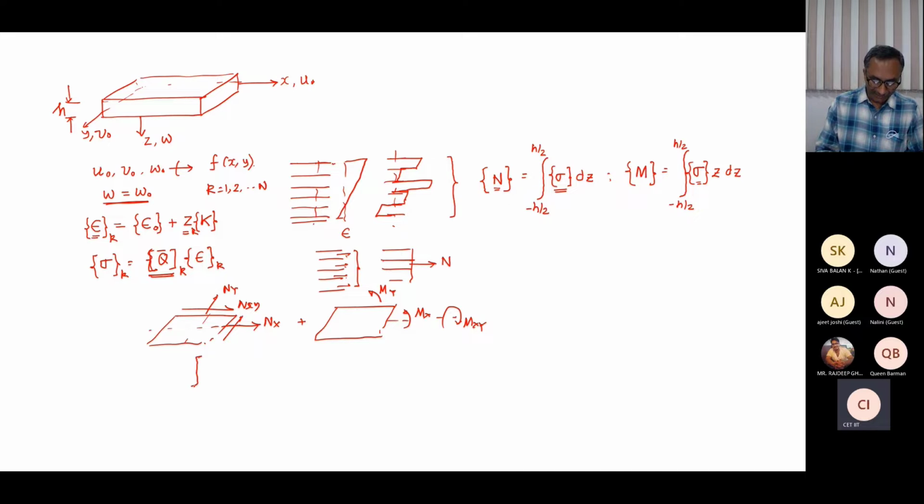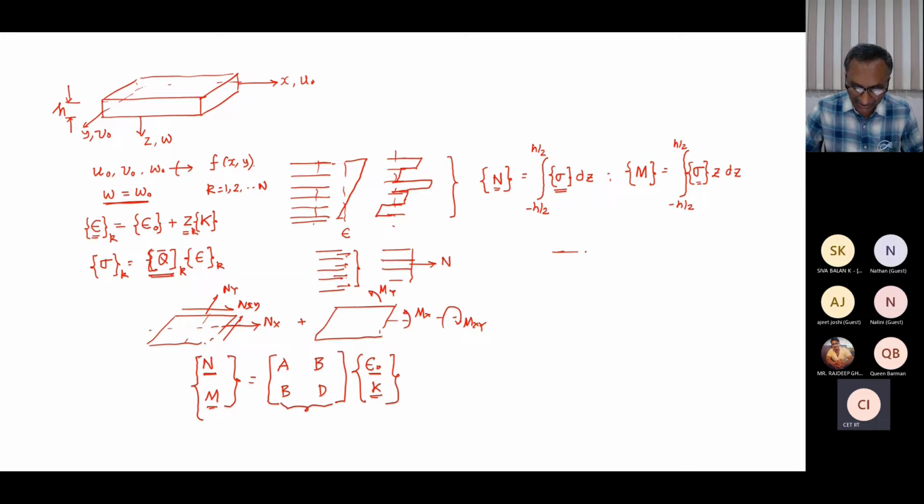And finally, what we get is N, of course, N is a 3x1 vector. And M is also a 3x1 vector, related to the mid-surface strains and curvatures by the so-called ABBD matrix. This is the characteristic matrix of the laminate. Why? Given the force and moment, we can immediately find out the mid-surface strains and curvatures.